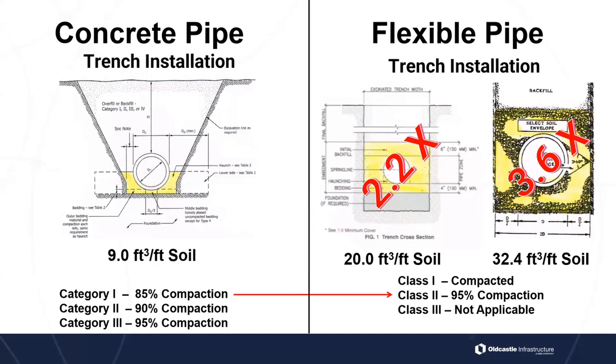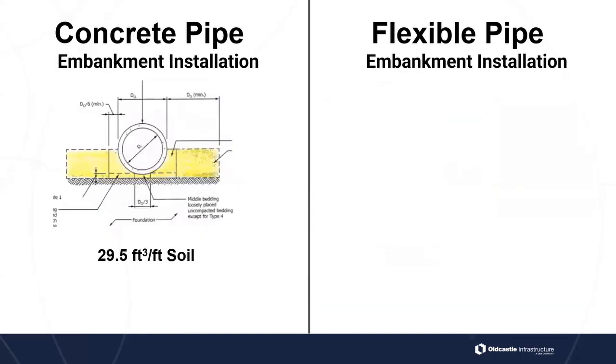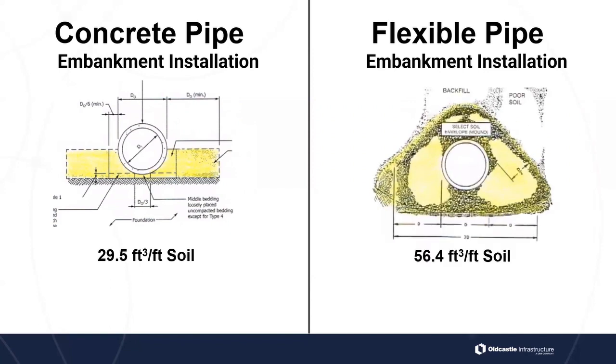So a lot more soil, a lot more material you're using, and you need to work it a little bit more. So it's going to take more material cost, and more labor cost to make sure that we're installing it and compacting it correctly. So for embankment, for a concrete pipe, we need 29.5 cubic feet of soil. Okay, if we're doing embankment or poor soil conditions. For embankment or poor soil conditions in flexible pipe, you're going to need 56.4 cubic feet per foot of soil. So that is almost double. So 1.9 times as much material, almost double.